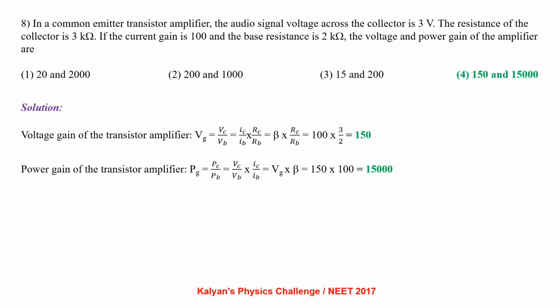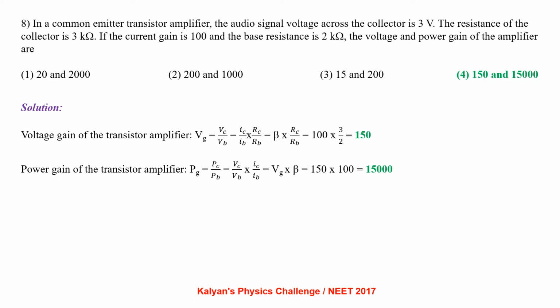In a common emitter transistor amplifier, the audio signal voltage across the collector is 3 volt. The resistance of the collector is 3 kilo ohm. If the current gain is 100 and base resistance is 2 kilo ohm, the voltage and power gain of the amplifier are. As you can see, it is a common emitter transistor amplifier. Since emitter is common to both input and output terminals, the input will be base and output will be collector.